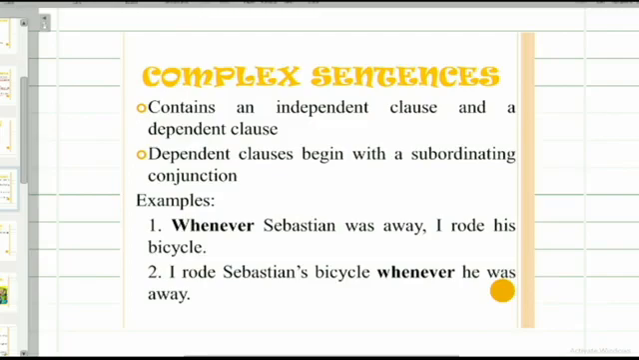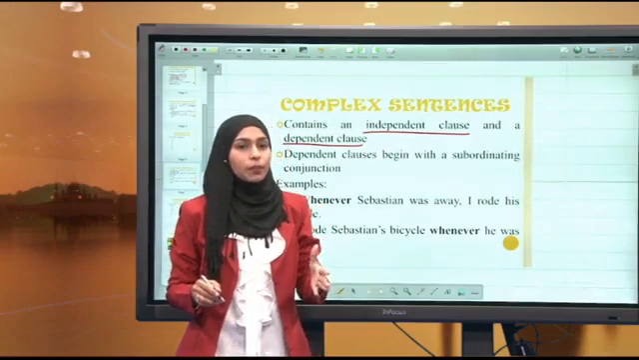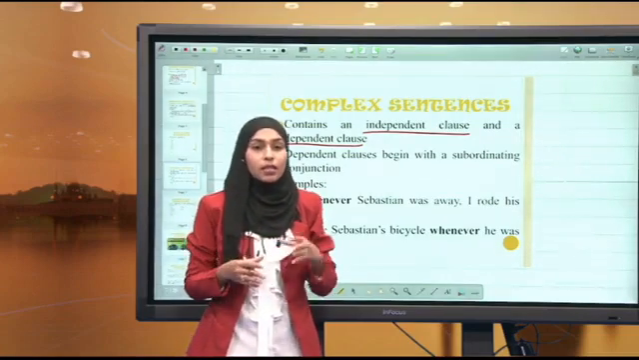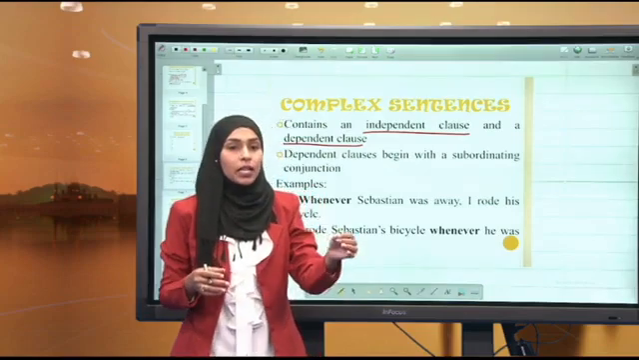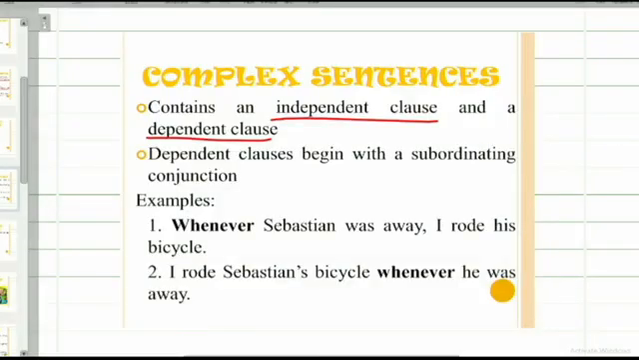However, in your complex sentences, you would notice that there is an independent clause and a dependent clause. Independent and dependent. So now we already know what is an independent clause. Now what do you think is a dependent clause? So it's like the word says, dependent. It is depending on something else for that clause to continue. So it's just the opposite there, right? Dependent clauses begin with a subordinating conjunction.